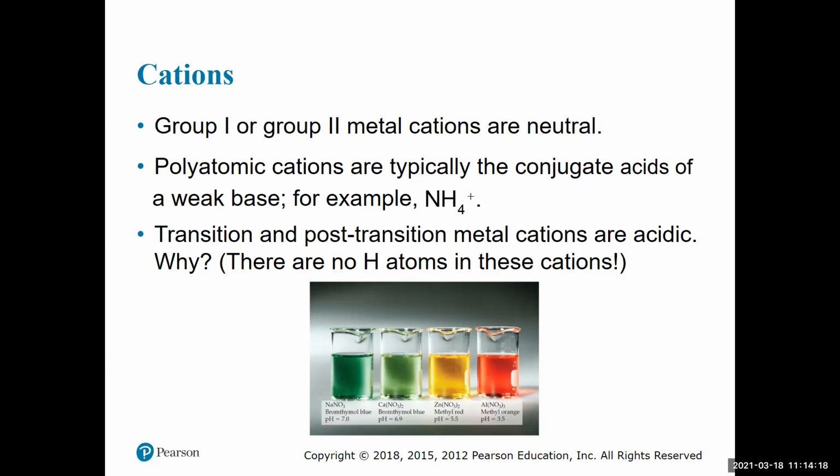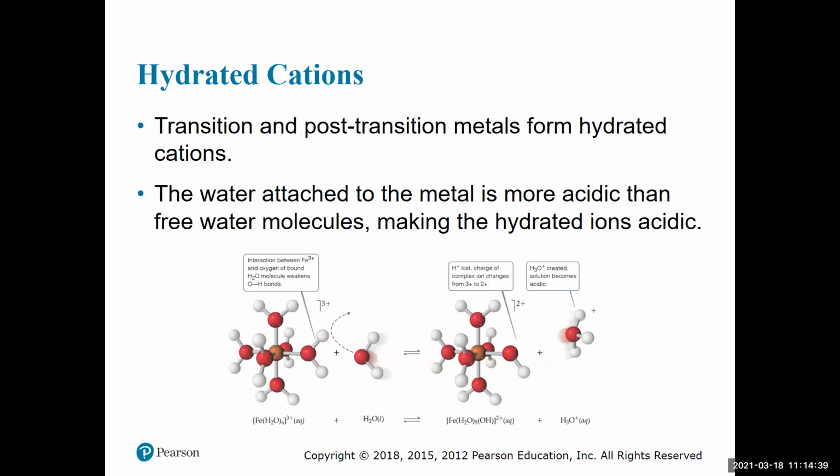The third thing is the transition and post-transition metals. Remember, the transition elements are ones where it kind of dips down in the periodic table. Post-transitions are the ones just a little more to the right of that. Those are acidic. We're going to talk about that in a moment, because there's no protons being exchanged, so why are those acidic? It gets down to how they interact with water.